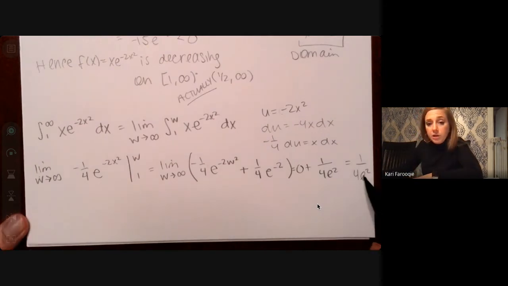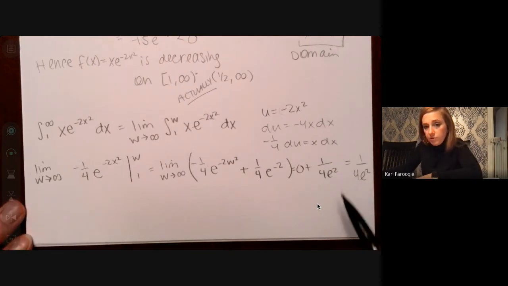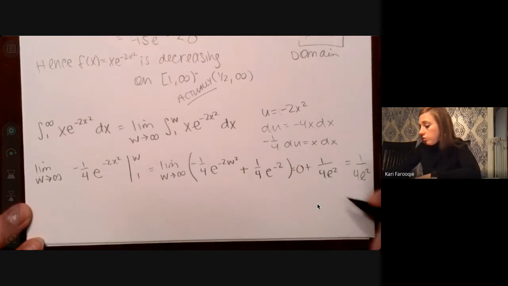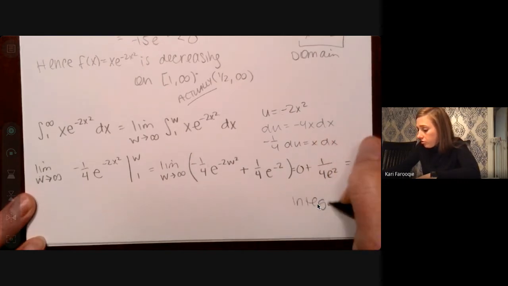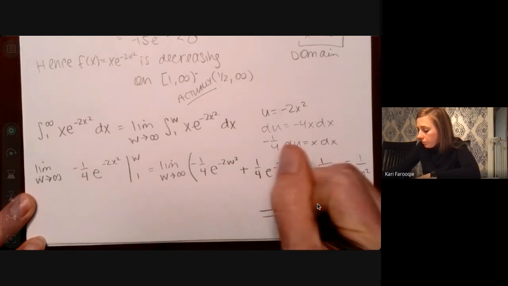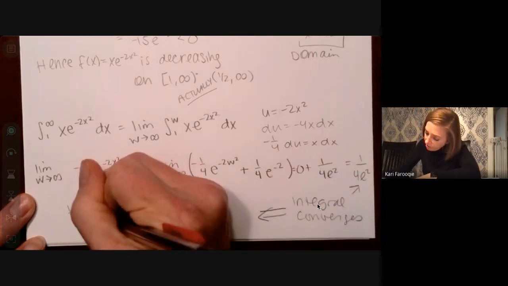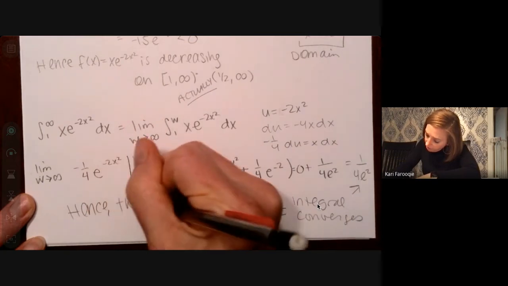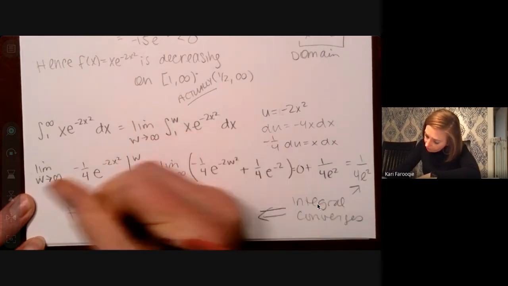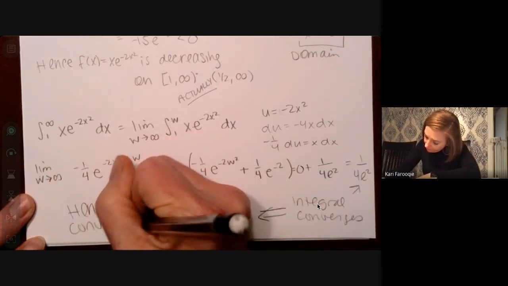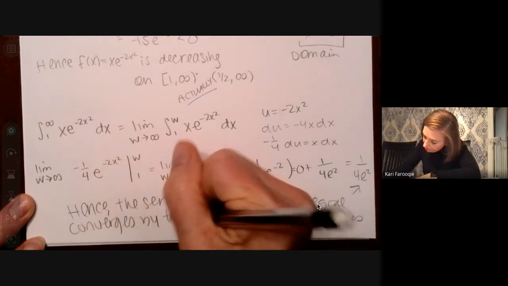This does not mean that our series converges to the value 1/4e squared. It just means that our series converges because the integral converges. So our integral converges. And we're going to say hence, the series converges by the integral test.